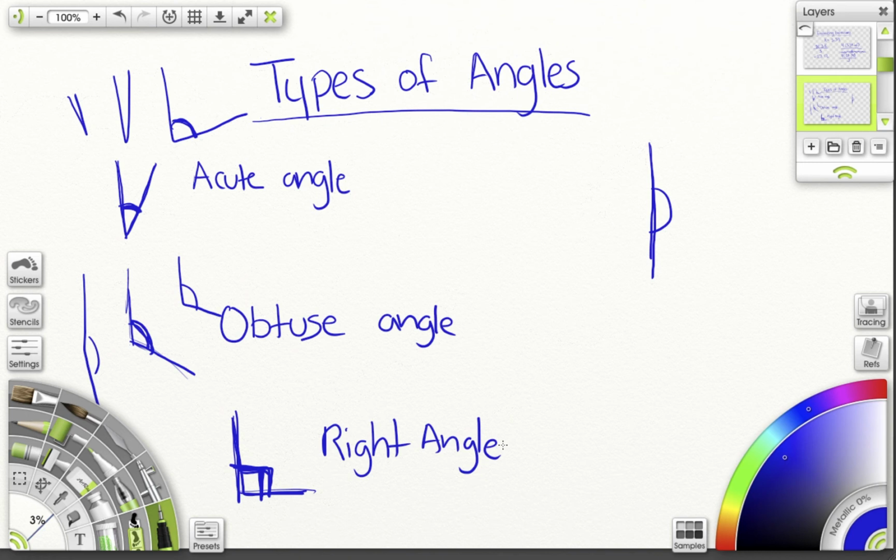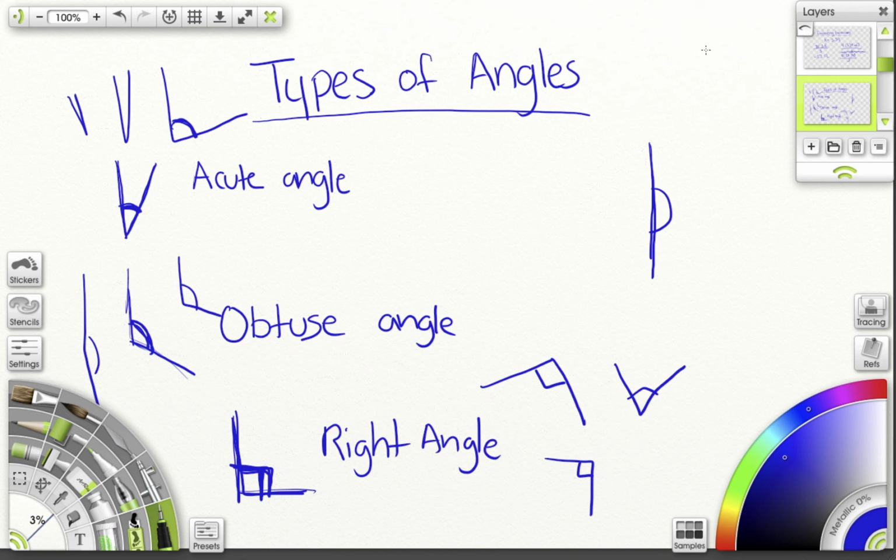So that means the line goes straight up and down and straight side to side. Sometimes you'll see the angle look like this, but it'll still have that little box. So even though this line isn't going straight side to side, and this one's not going straight up and down, it does have that box to tell you. So it can look like this, it can look like this, it can look like this, but they will usually have that little box there.